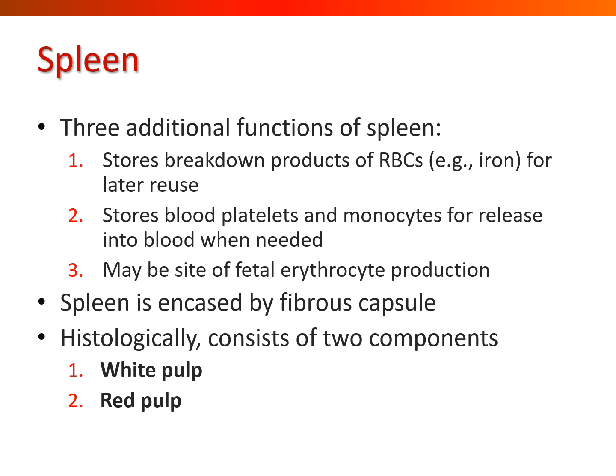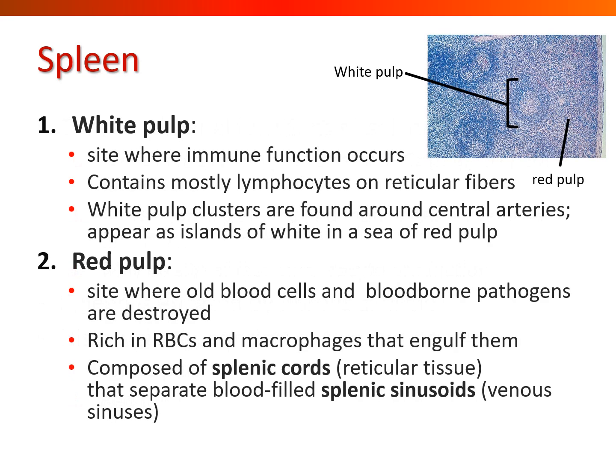Now, when we cut the spleen open and take a peek at what's inside, we're going to notice that there are two distinct regions. One region is called the white pulp and the other one is called the red pulp. So let's take a look at what we're going to find in these distinct regions. Now, the white pulp is where we're going to find a lot of white blood cells, and this is where we see immune function happening.